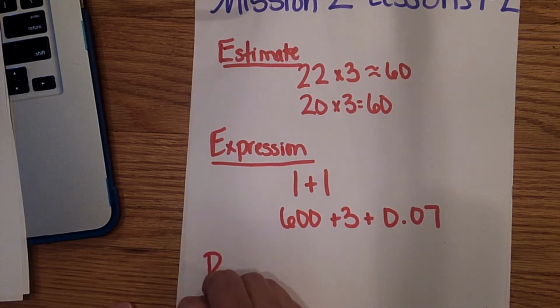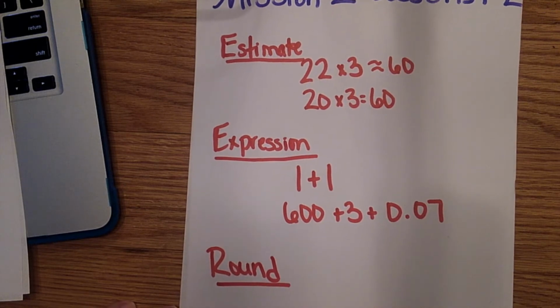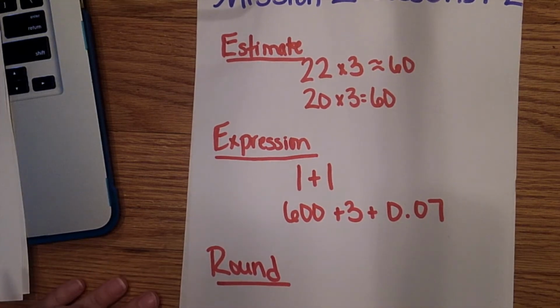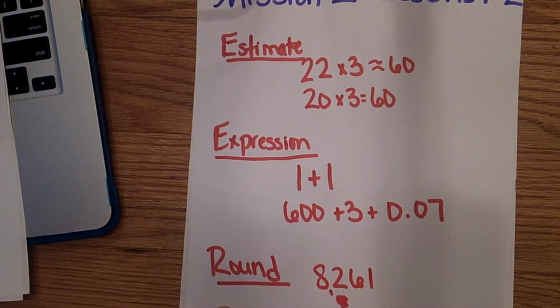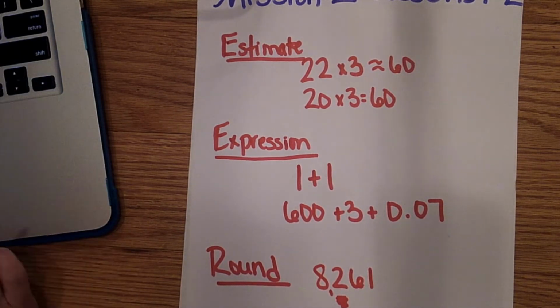And you also need to know the vocabulary word round. To round is to replace a number with another number of approximately the same value. So 8,261 rounded to the nearest hundred is about 8,300. We rounded that number, we got it to a nearest 10, or in this case, a nearest 100.